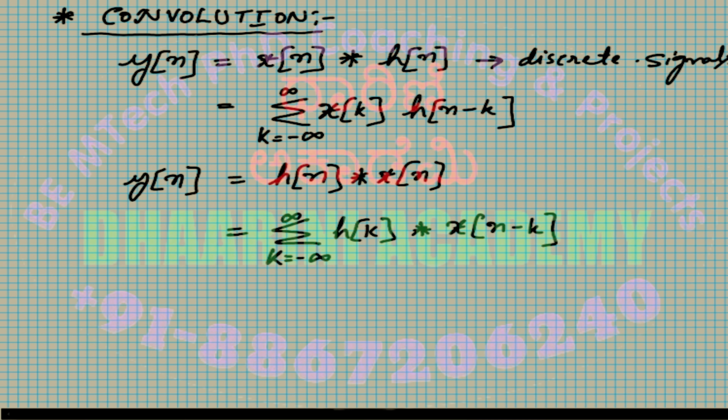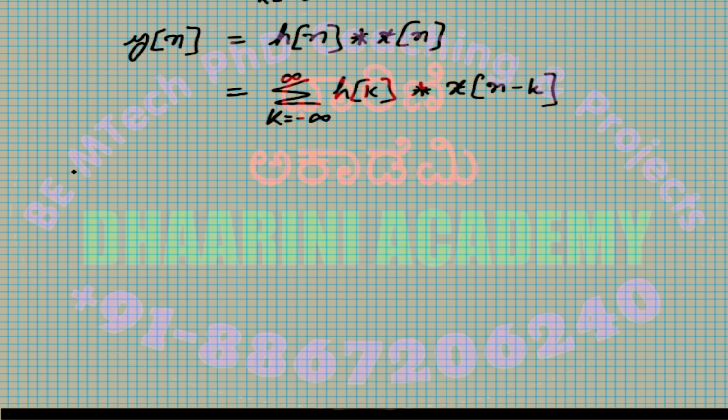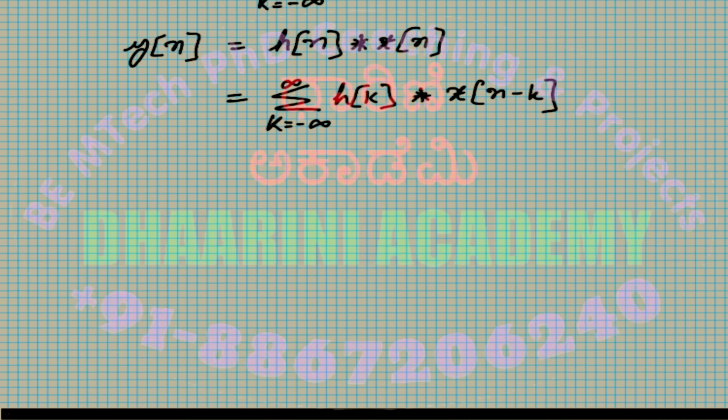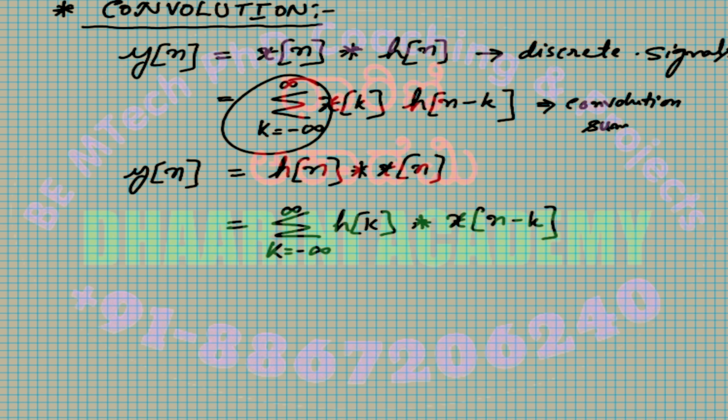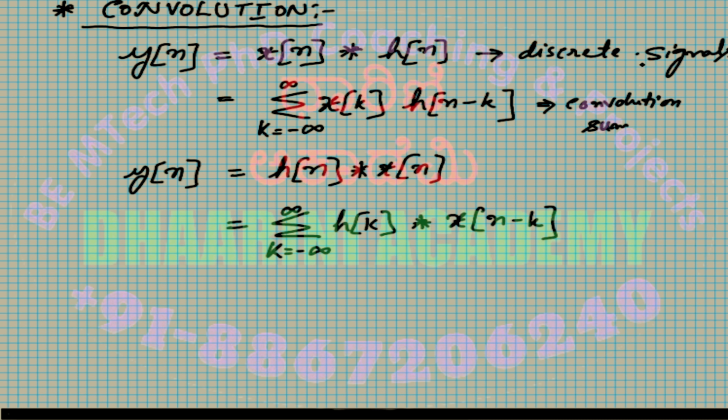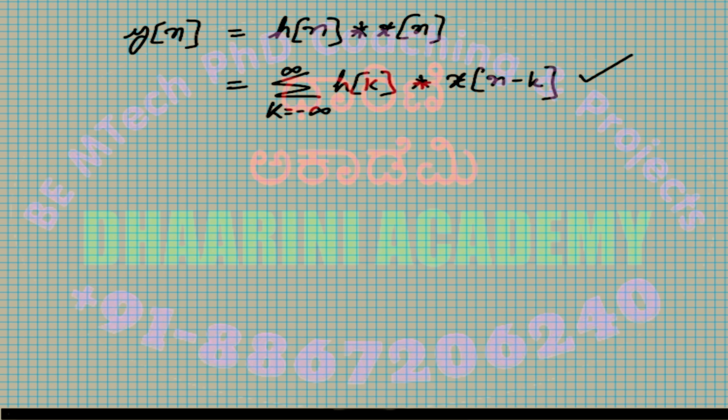Whereas we have another version that is called the continuous version of the convolution. We have a name for this equation for discrete signals: it is called the convolution sum, because there is a summation. Summation indicates you are taking the sum of something. That's why it is called a convolution sum. The same holds good for the other equation as well; that's also a convolution sum.